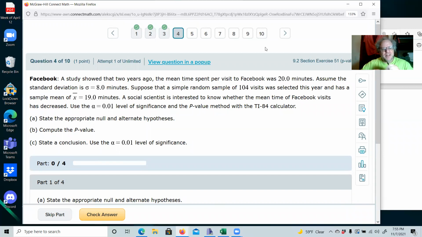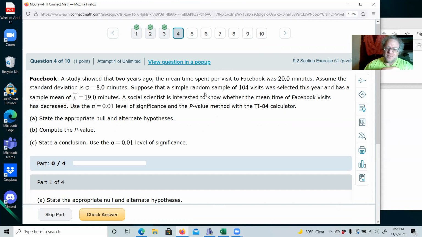Okay, Facebook study. Good Lord. A study showed that 2 years ago, the mean time spent per visit to Facebook was 20 minutes. If only it was that easy. Assume that the standard deviation sigma equals 8 minutes. Suppose a simple random sample of 104 visits was selected this year, and we had a sample mean of 19 minutes. A social scientist is interested to know whether the mean time on Facebook visits has decreased. Use alpha equals, and get the p-value from the calculator rather than the critical value.